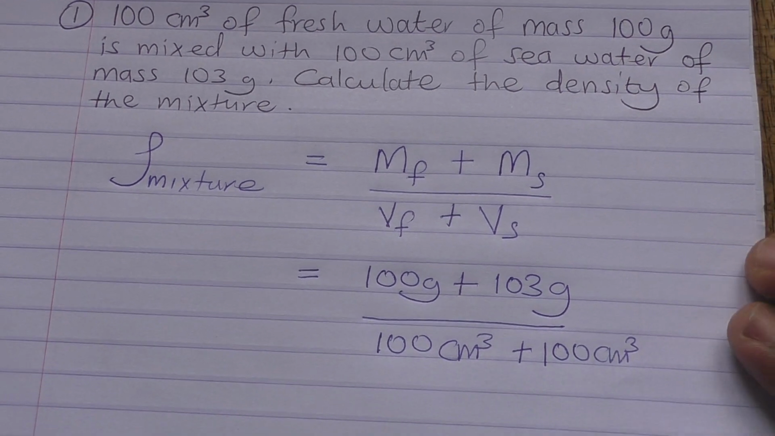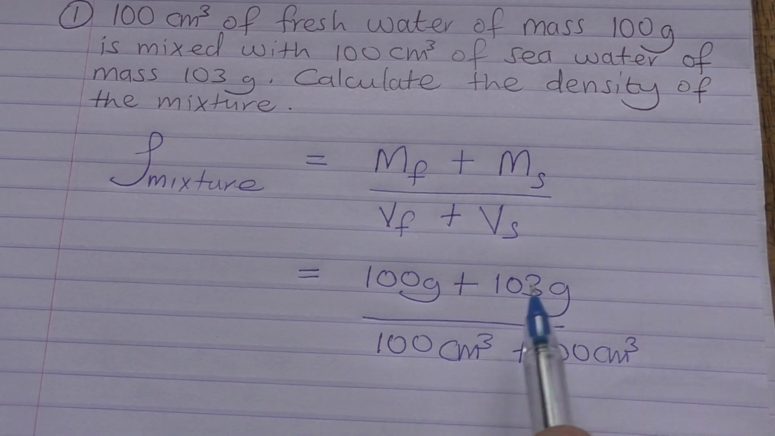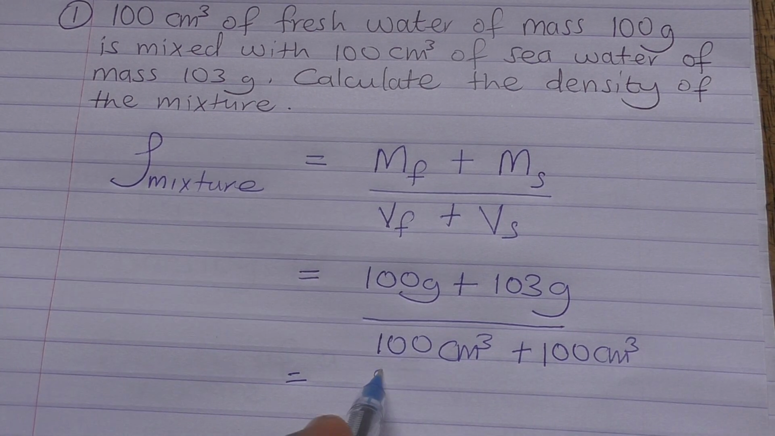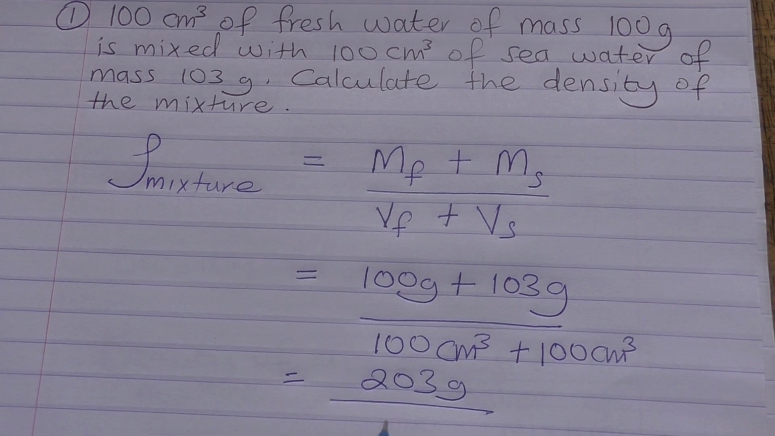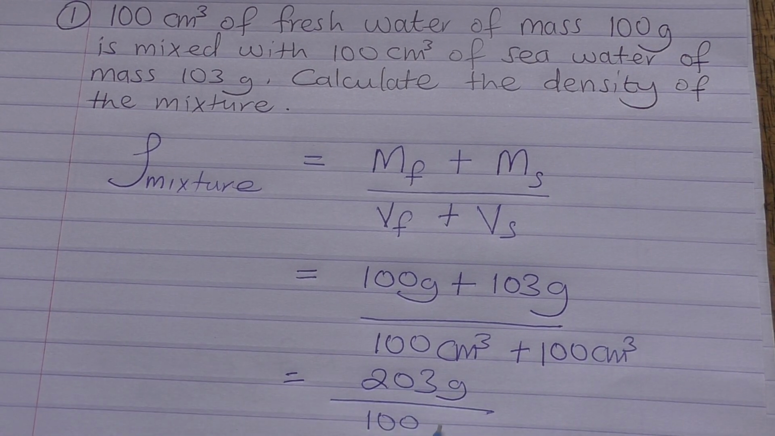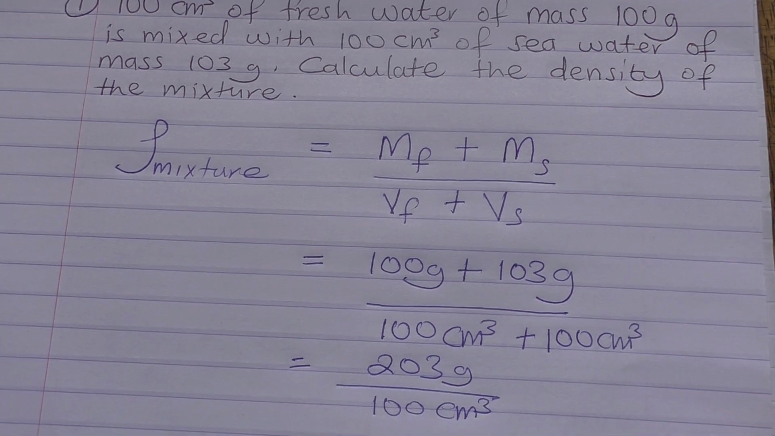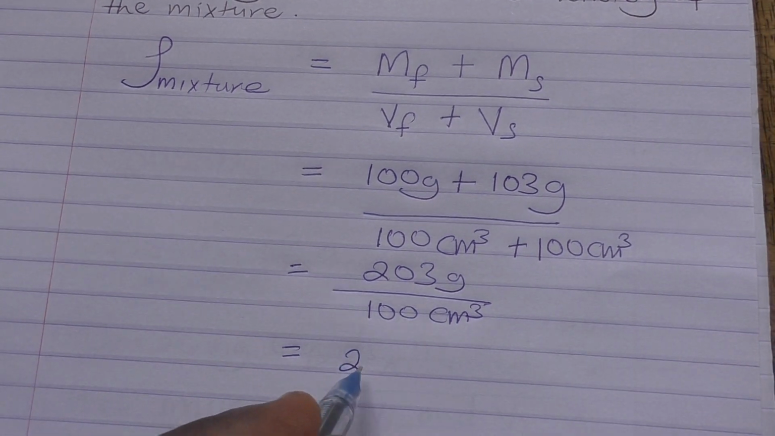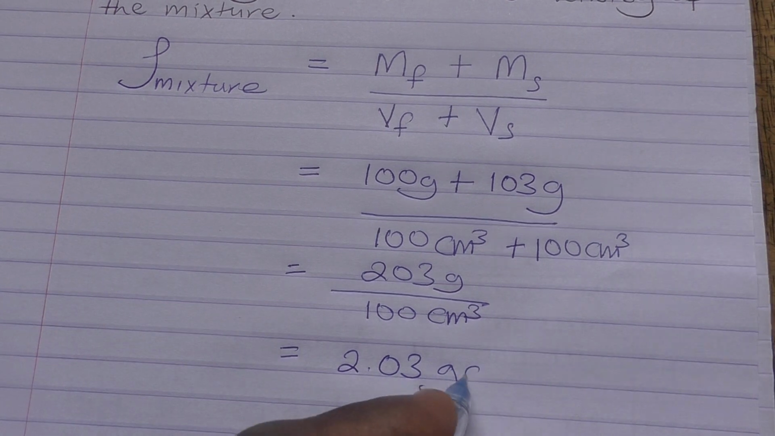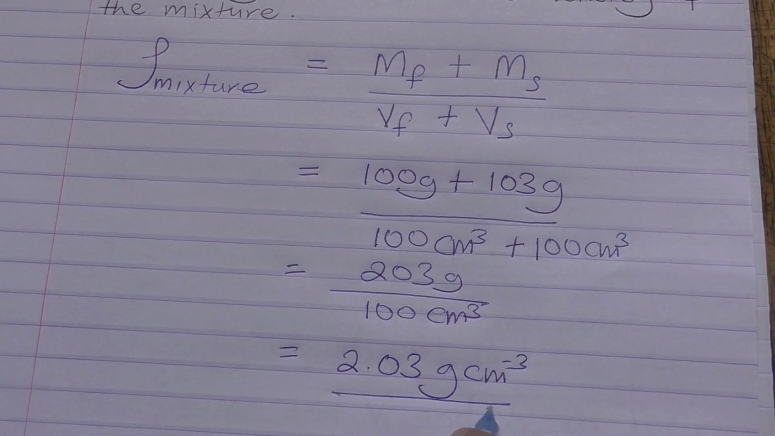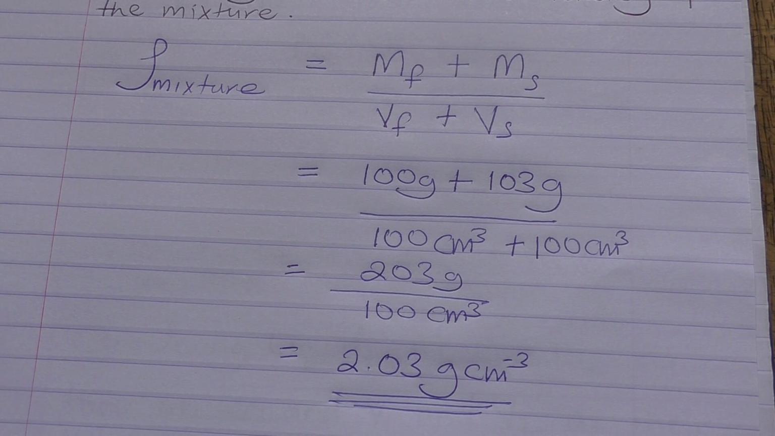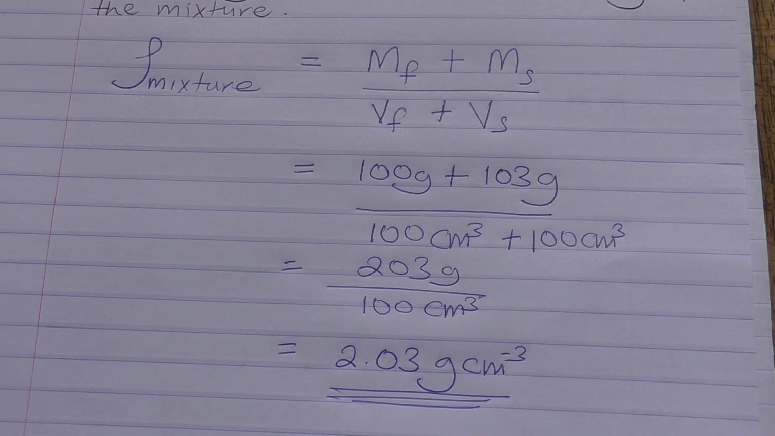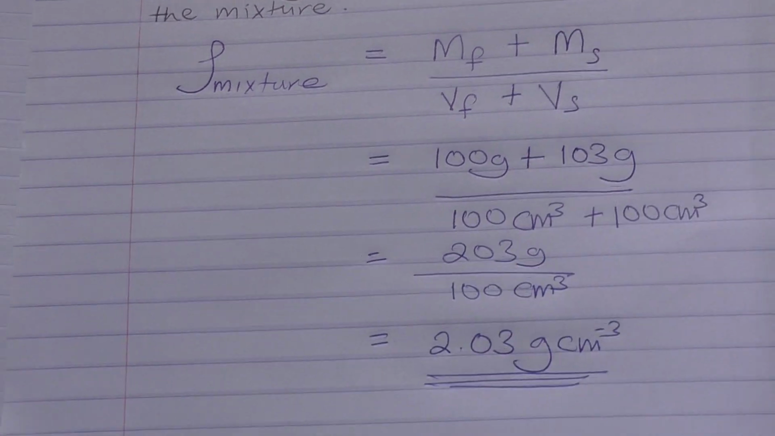So let's continue. Now we shall add the masses. That is, if we add 100 plus 103, that gives us 203 grams over 200 cubic centimeters. And therefore, when we divide, that gives us 2.03 grams per cubic centimeter. That is how we shall work out our first example. Then let us go to our example 2.